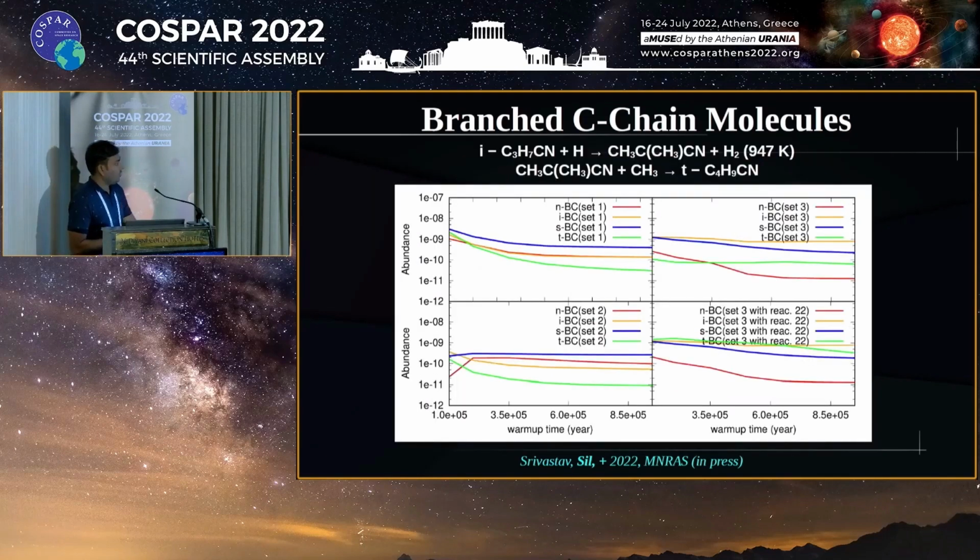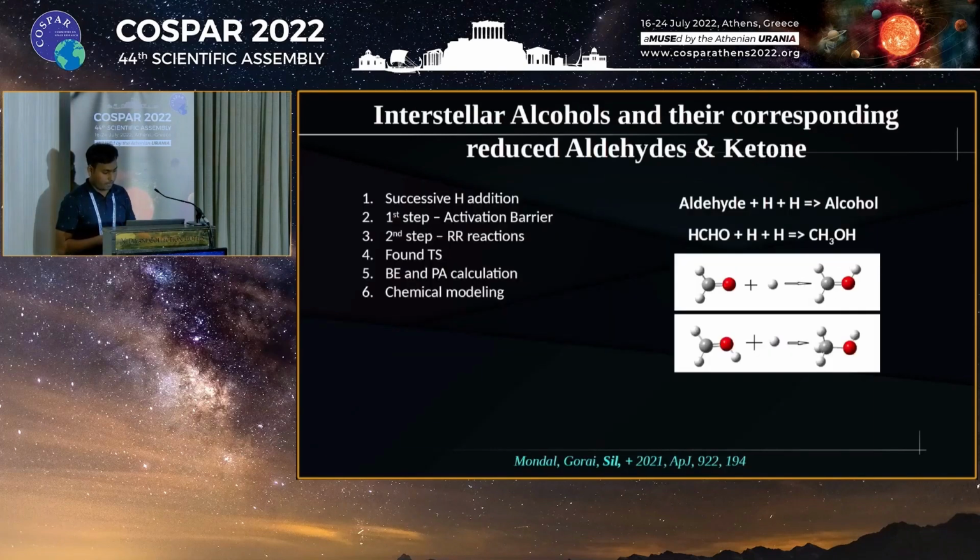And also we considered this hydrogen abstraction reaction, and these are our calculated activation barriers. Considering this reaction in our chemical model, we found that tert butyl cyanide could be a probable candidate, because you can see the green curve. The abundance of tert butyl cyanide is being generated very much.